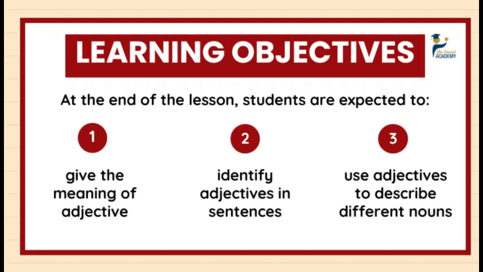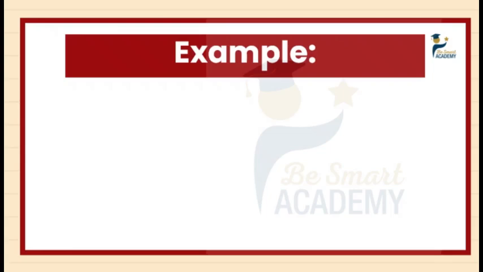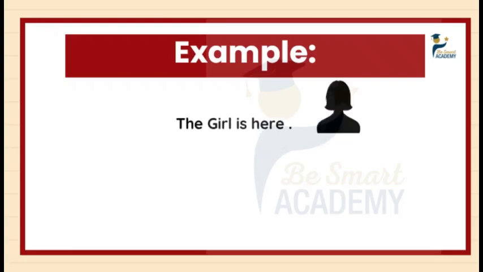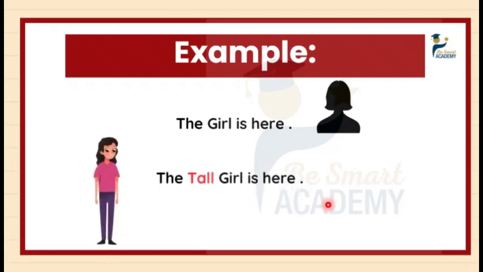So let's start. Let's take an example. The girl is here. This is the first example. So we have a girl and we're saying that she is here. And another one: the tall girl is here. Okay, guys, what is the difference between these two sentences? The first sentence says that the girl is here. Do we know any additional information about this girl?